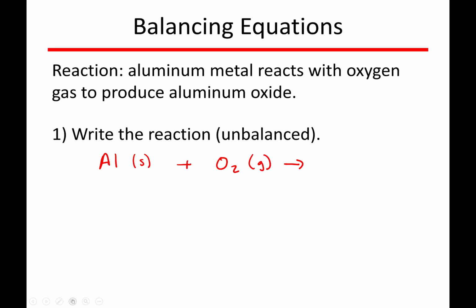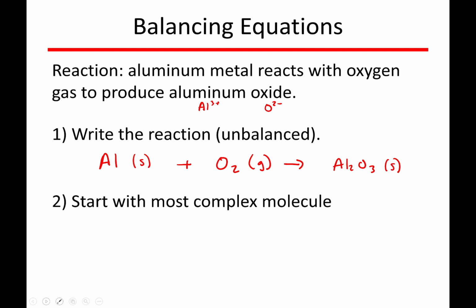Be careful when you convert the words into a formula here. You've got to make sure that you know the ion charges. Aluminum is Al3+, and oxide is O2-. So the formula for aluminum oxide is Al2O3. All right, so our reactants here are aluminum and oxygen. They combine to form our product, Al2O3.